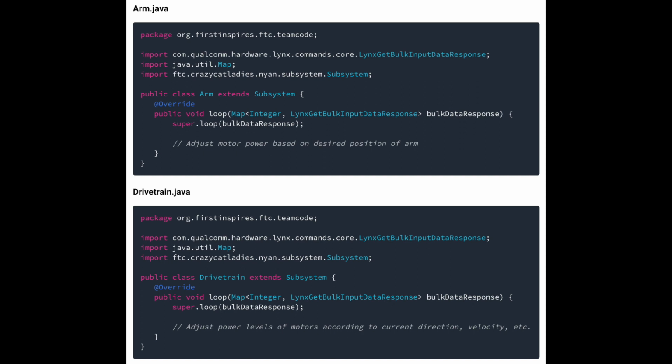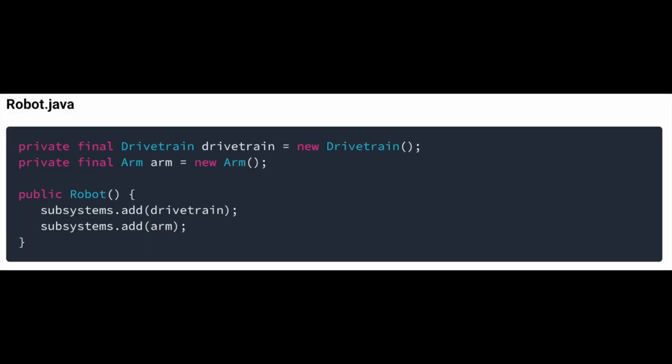So this loop method would get called repeatedly while the op mode is running? Yes, that's right. Does the robot class change when adding these two new subsystems? Yes, inside the robot class, we add code to create instances of drivetrain and arm, and then we add those instances to the robot's list of subsystems. That's all we have to do to wire up the init, start, loop, log, and stop methods so that they will be invoked on the new subsystems automatically.